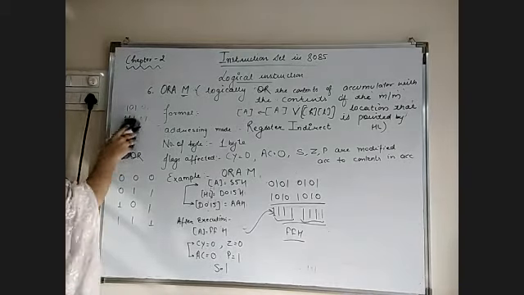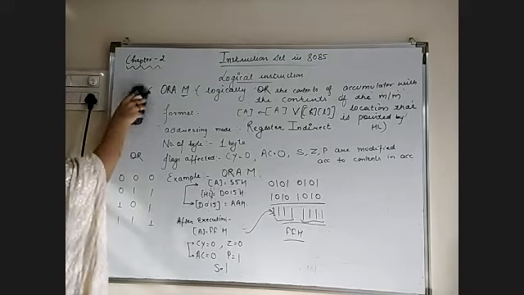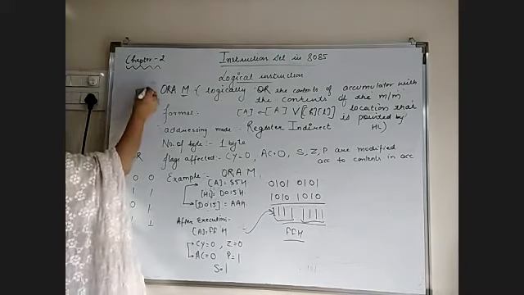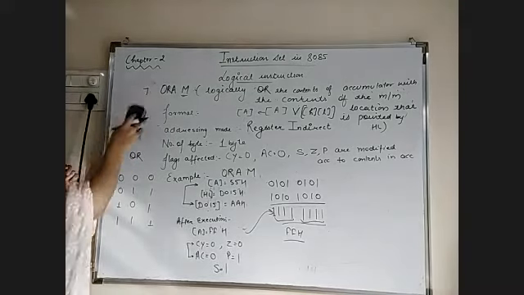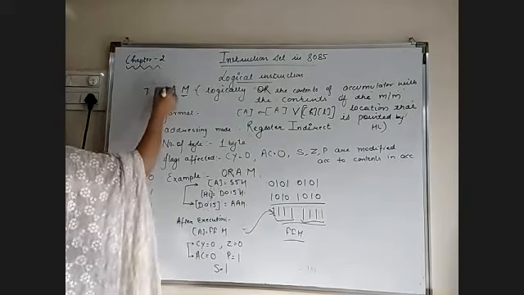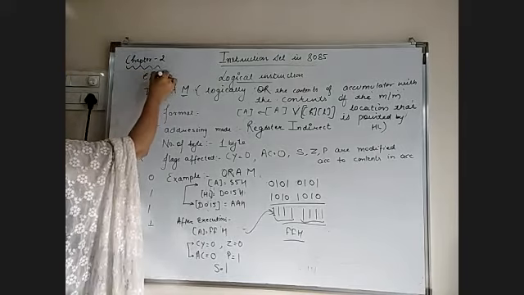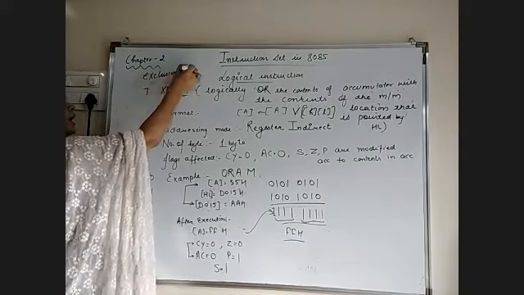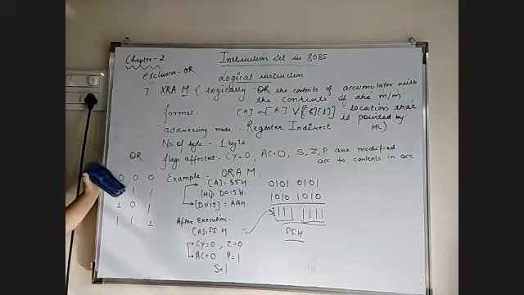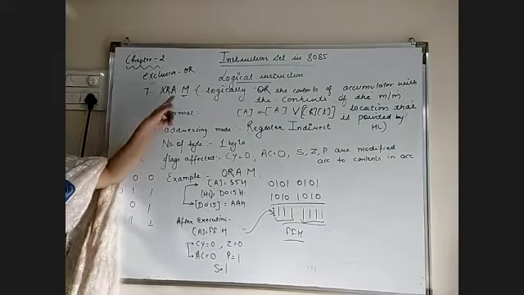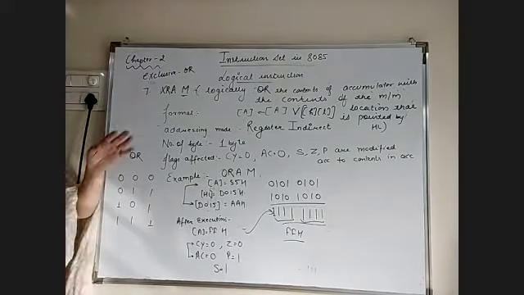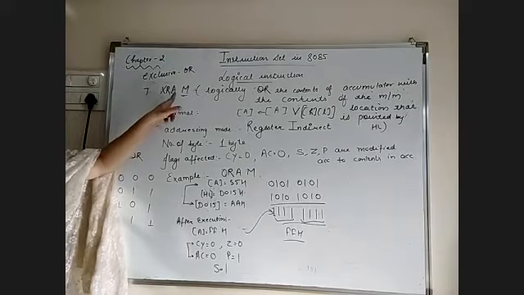After this we can start with the next instruction, that is the XOR instructions. XOR instructions are also known as the exclusive OR, and OR instructions are known as the inclusive OR. Okay, so this is exclusive OR. Now we can start with this instruction only, that is XRA M.